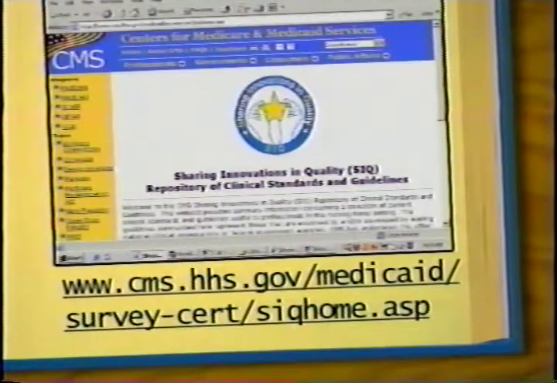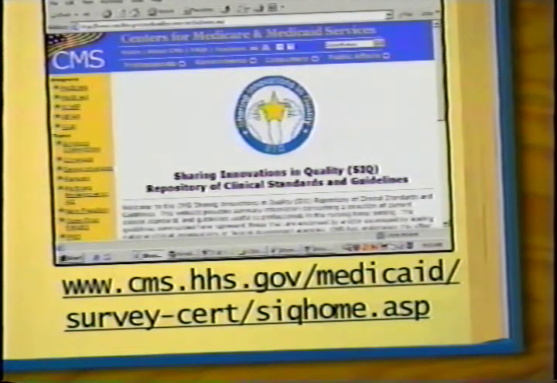CMS has opened up the new Sharing Innovations in Quality website repository that contains summary materials on nationally accepted standards of practice. The site can be reached at the address on your screen. Documents go up in this site only after CMS and their contractor have worked with the responsible organizations to obtain permission to summarize their materials. We already have some entries about the topic of pressure ulcers, among many other topics, and we plan to add more material on pressure ulcers as our new interpretive guidelines go to issuance.